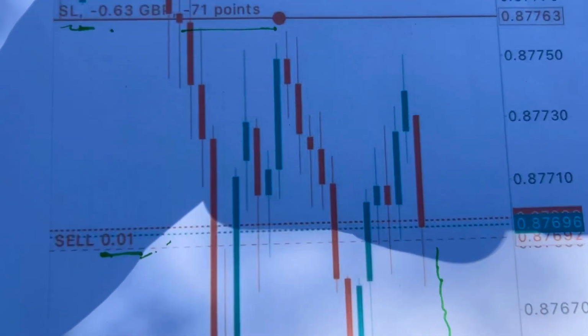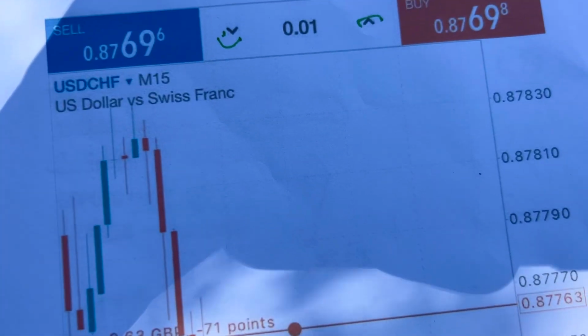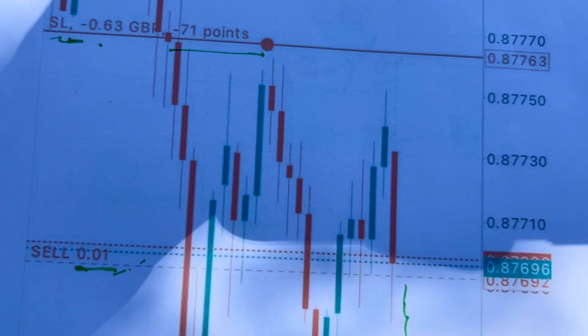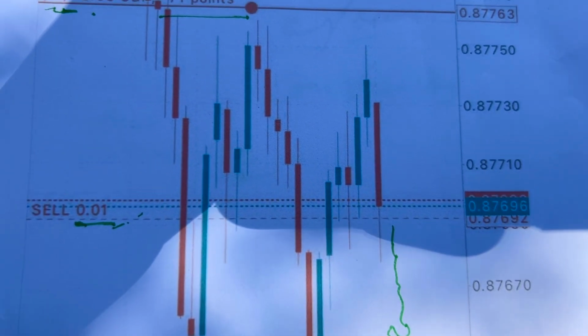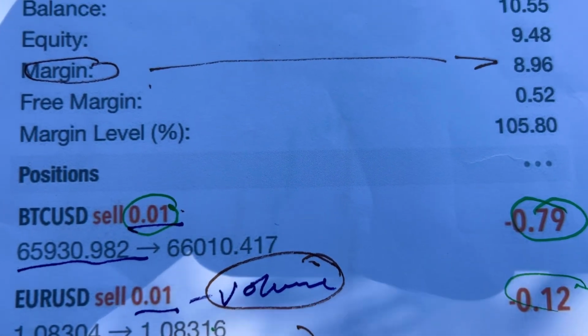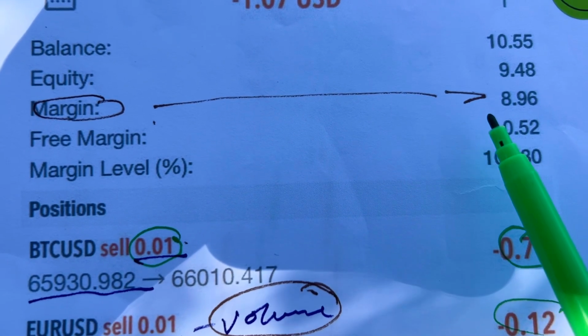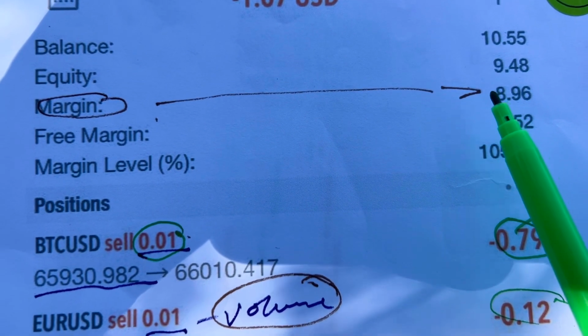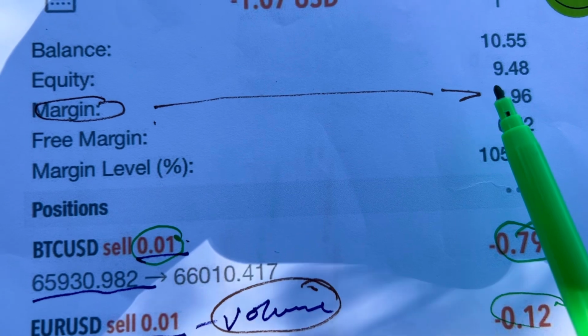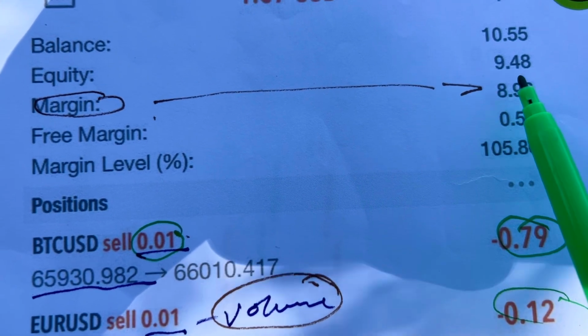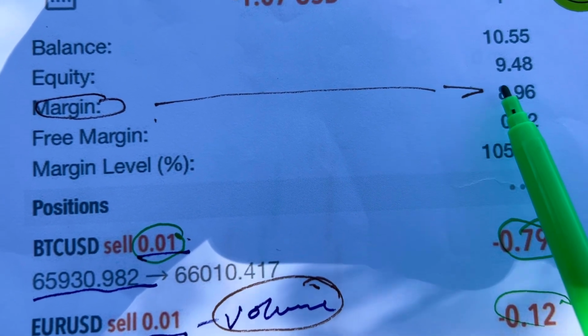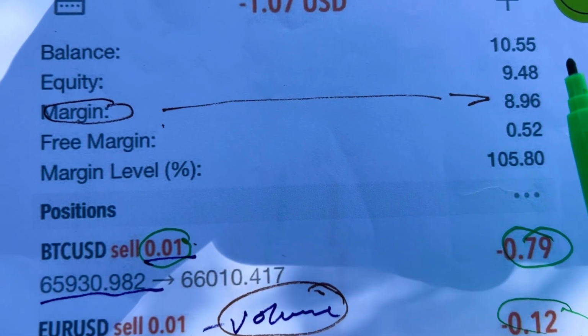So now I believe you understand what a lot size is. A lot size is just multiplying how much money you make and how much money you lose, and also how much money you need to trade with the margin. With the margin, I believe we understand each other. How much money you need to trade with the margin, I believe that makes sense to you.